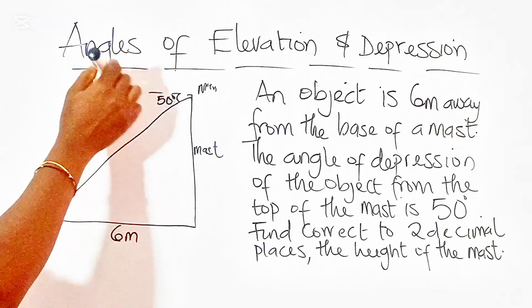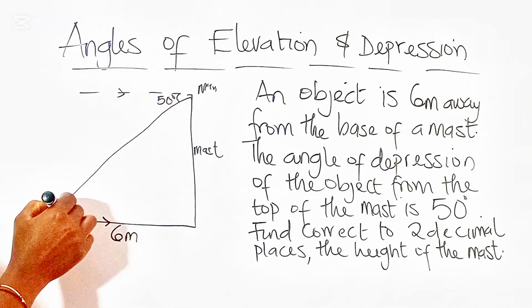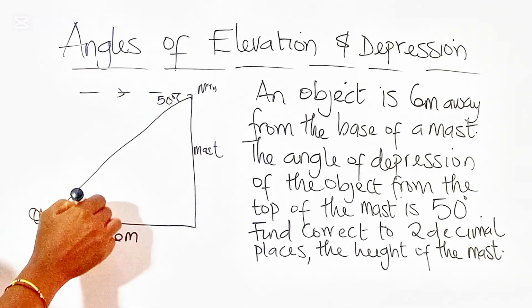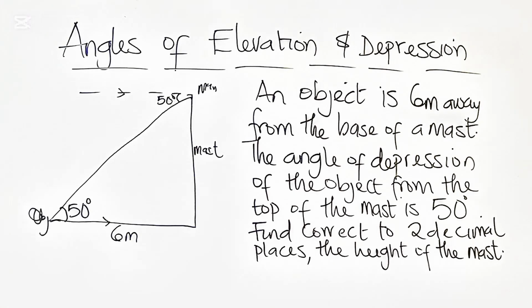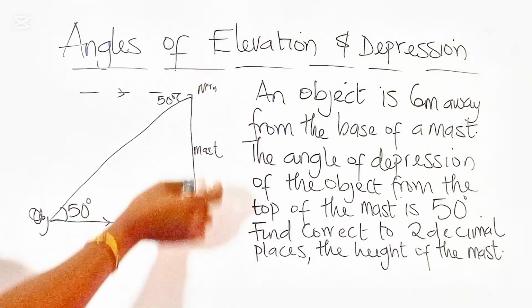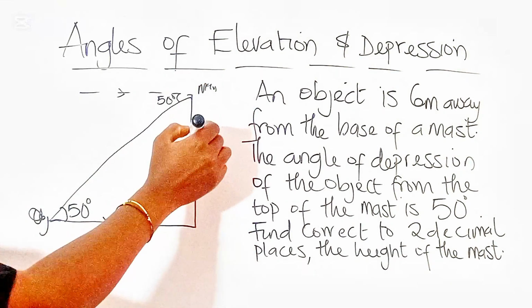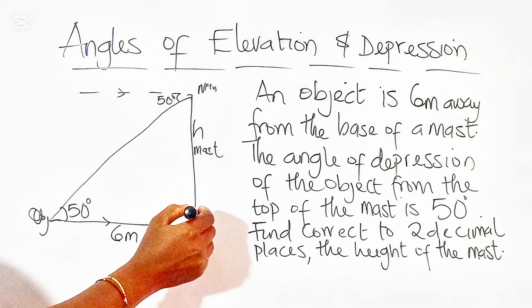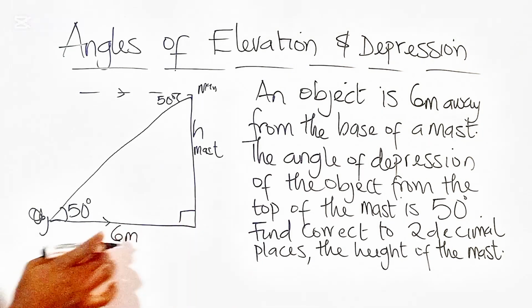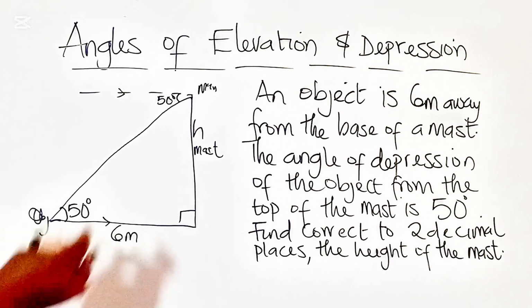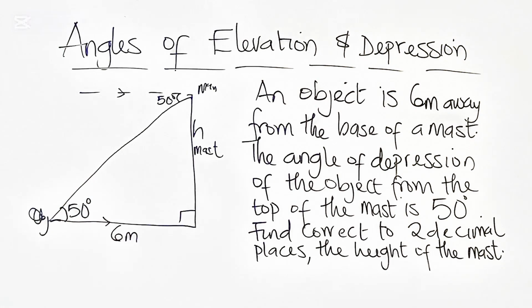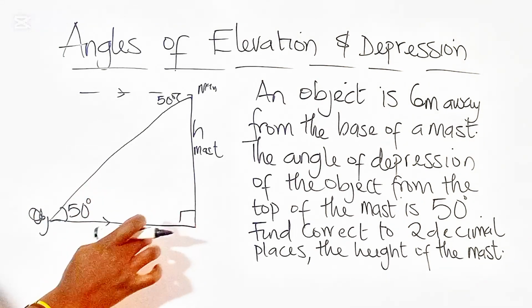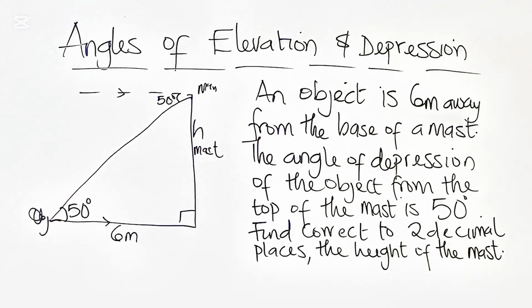Remember we said these two lines are parallel. So this angle here is also 50 degrees. Now we have to find, correct to 2 decimal places, the height of the mast. This is what we have to find, which is going to be h. Now this here is perpendicular to this base. We have a right angle triangle here with a given angle, one known side and an unknown side.